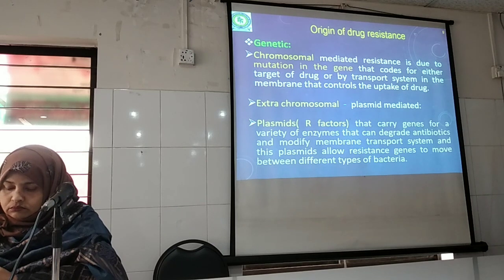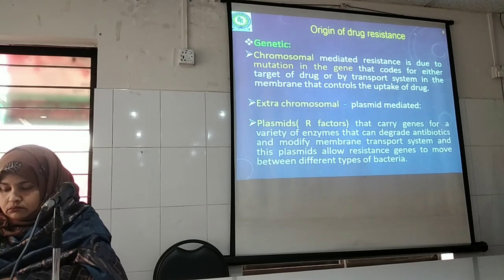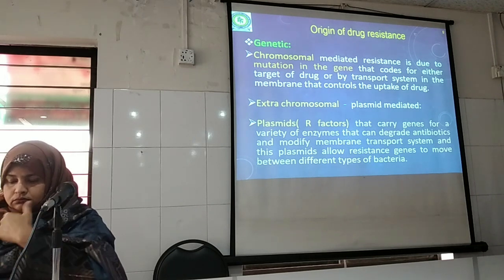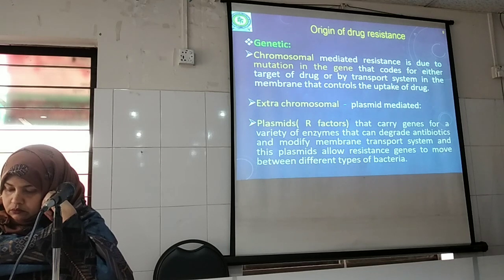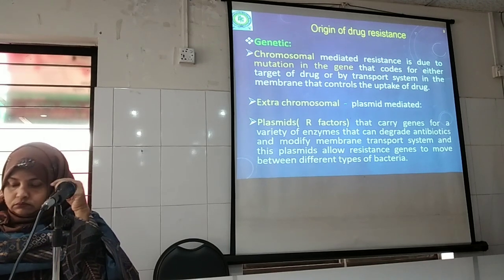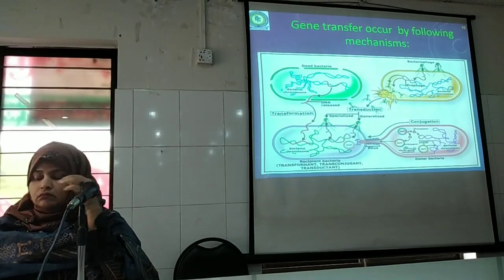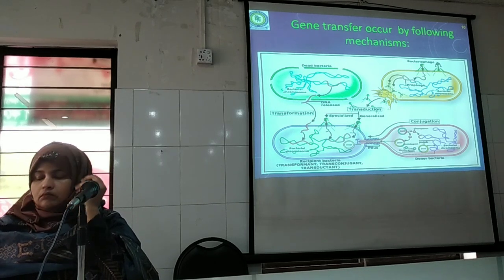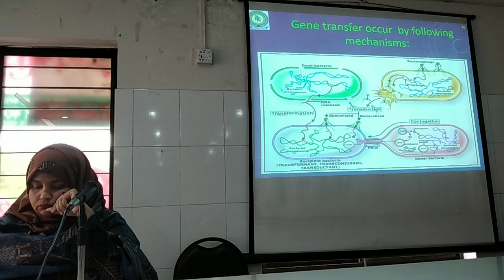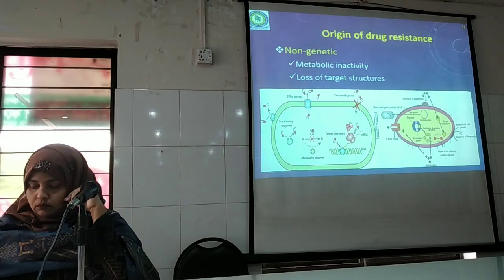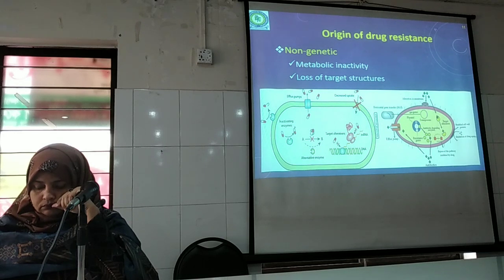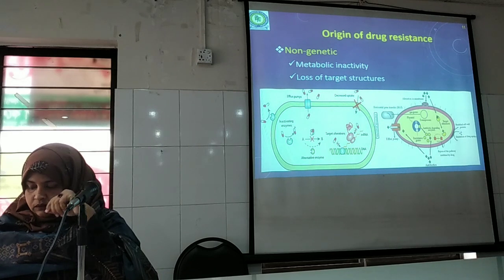Now, origin of drug resistance. Genetically, chromosomal mediated resistance is due to mutation in the gene that codes for either the target of the drug or the transport system in the membrane that controls the uptake of the drug. Extrachromosomal mediated, that is plasmid. Plasmid contains R factor that carries genes for a variety of enzymes that can degrade antibiotics and modify membrane transport systems, and this plasmid allows resistant genes to move between different types of bacteria. Gene transfer occurs by the following mechanisms: transposon, transformation, transduction and conjugation. Origin of drug resistance non-genetically contains metabolic inactivity and loss of target structures.